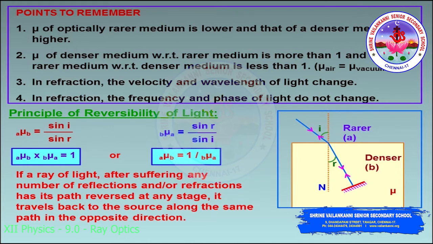So if a ray of light, after suffering any number of reflections or refractions, has its path reversed at any stage, it travels back to the source along the same path in the opposite direction. Is it right?